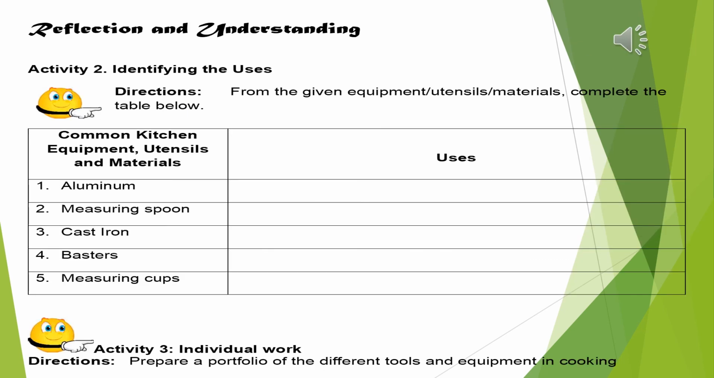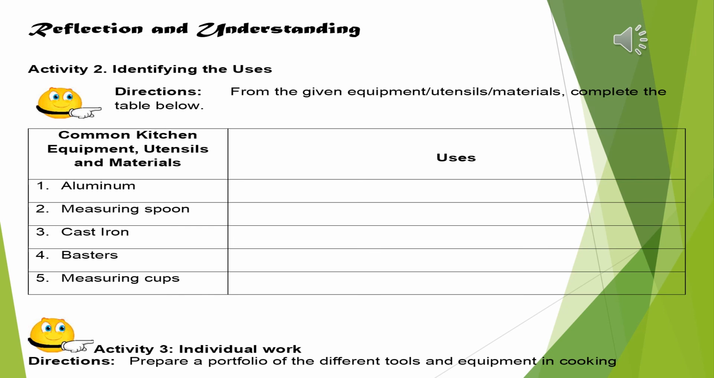Now for your reflection and understanding, let's do activity number 2, which is identifying the uses. Direction. From the given equipment, utensils, and materials, complete the table below. We have 2 columns here. The first column will be common kitchen equipment, utensils, and materials. The second column will be its uses.